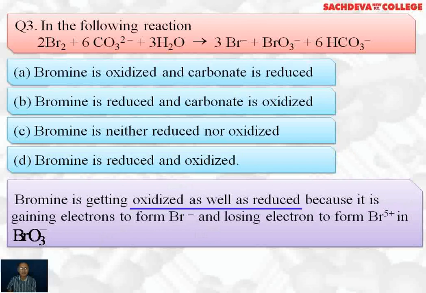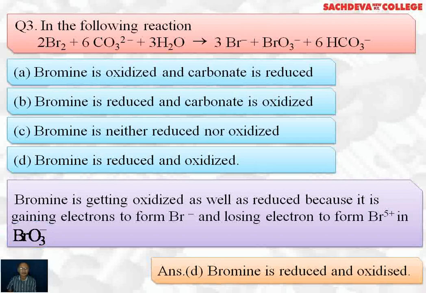Bromine is getting oxidized as well as reduced because it is gaining an electron to form bromide ion and losing electrons to form Br +5 in BrO3 minus. How do we get +5? X minus 6 equals minus 1. X will be equal to +5. So the correct answer is D part.